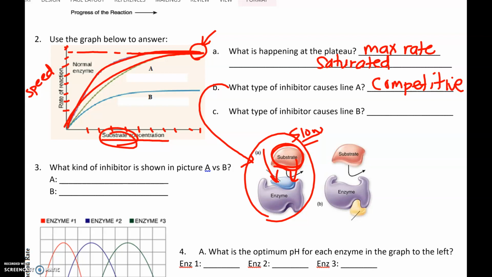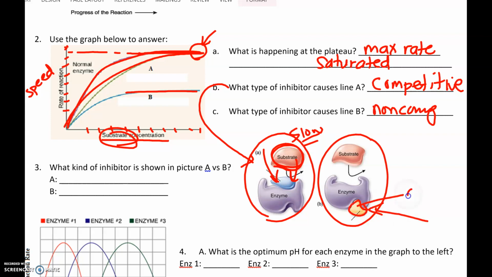Now let's look at line B. So line B is showing this. This is a non-competitive inhibitor. Now, why does this one plateau lower? Well, look what's happening. Every enzyme that binds to the inhibitor, the non-competitive binds to what's called an allosteric site. And what it does is it changes the shape of the active site. In other words, instead of just slowing this enzyme down, this particular enzyme is gone. It's knocked out. It is temporarily unavailable.